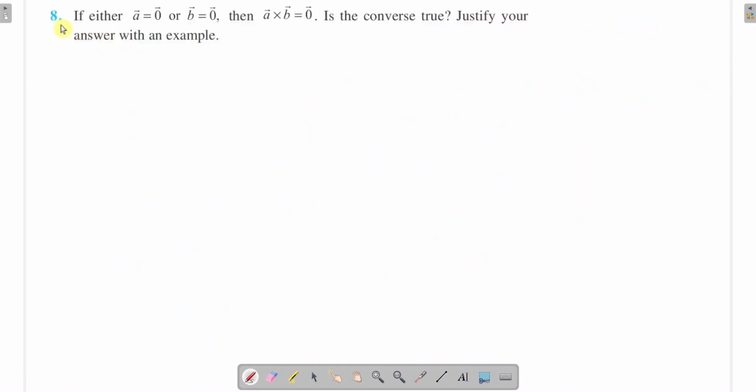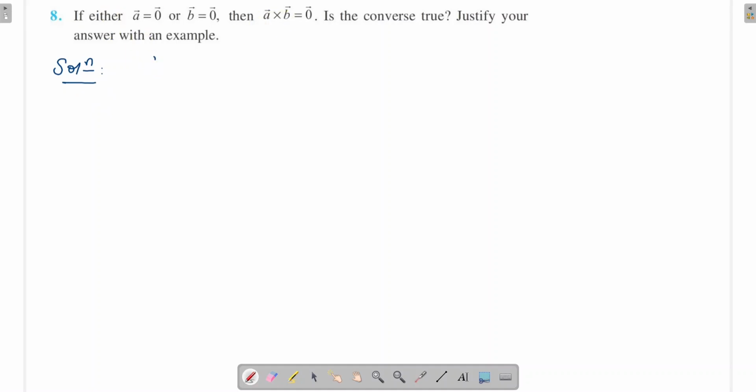8th one. Let us read the problem. If either a bar is equal to 0 bar or b bar is equal to 0 bar, then a bar cross product b bar is 0 bar. Is the converse true? Justify or answer with an example. Okay, so solution.